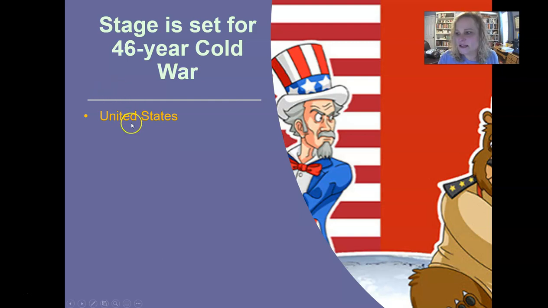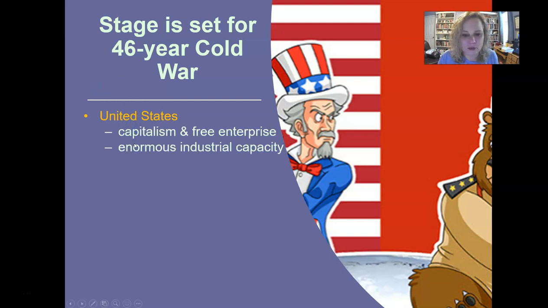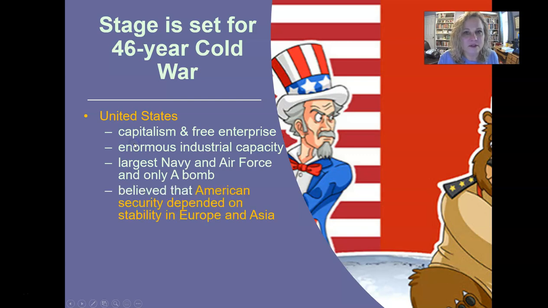Okay, so in the United States, you had capitalism and free enterprise. We had developed the atomic bomb. And the United States really at that time believed that their security depended on the stability of Europe and Asia. So it gets completely out of this isolationist mentality to what we're more like today, honestly, which is the feeling that we need to be involved in outside conflicts outside our borders.